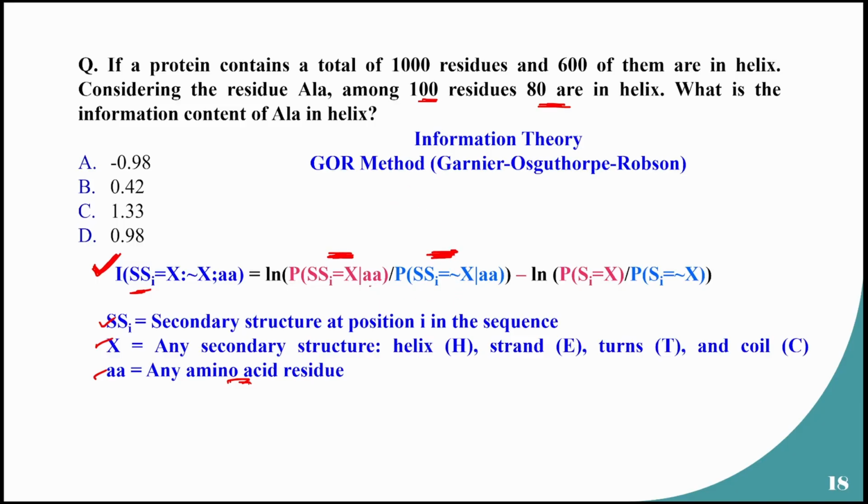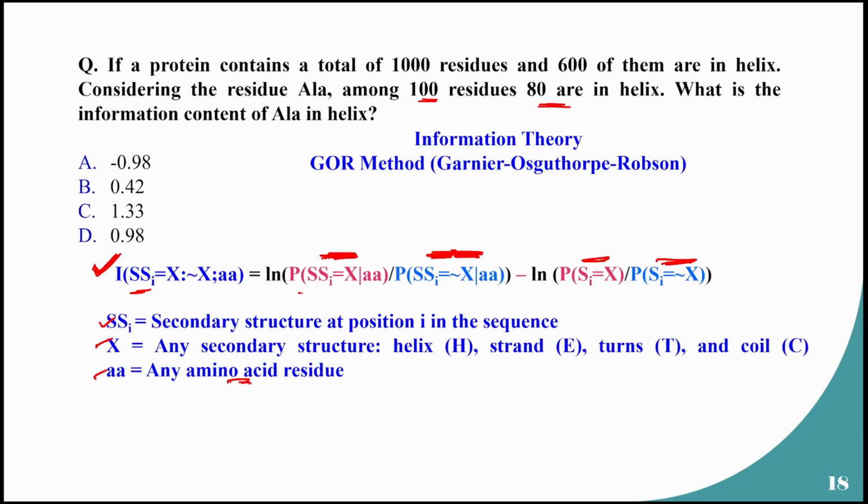So that means the secondary structure, which in this case is helix. How many alanines are present in helix? That would signify this particular one, and then how many alanines are not present in helix? That would signify this one. And we have to calculate another value here. Now forget about alanine: out of all of the amino acid residues that are present, how many of them are in helix, and how many of them are not in helix? If you subtract the second term from the first term, that should give you the answer.